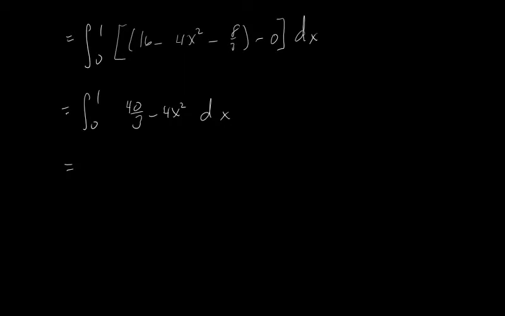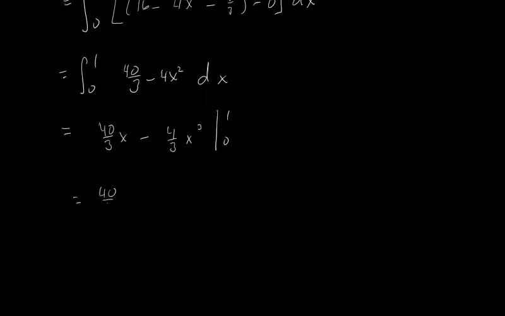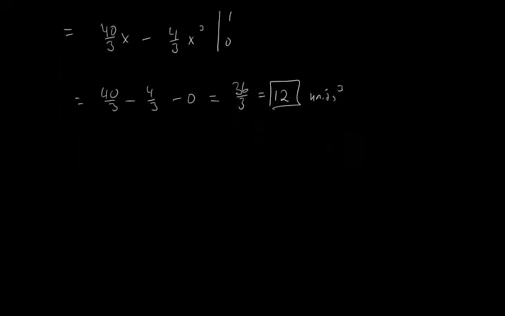Great. So we can do that. So this is going to be 40/3 x minus 4/3 x cubed, evaluated from 0 to 1. Putting in a 1, we get 40/3 minus 4/3. Putting in a 0, we get 0, so minus 0. So this is going to become 36/3, which is equal to 12. And if we had been given any kind of units for this, it would be 12 units cubed. So in any kind of application problem with measurements, we would want to make sure to include those units. Okay, so let's do one that's a little more complicated.